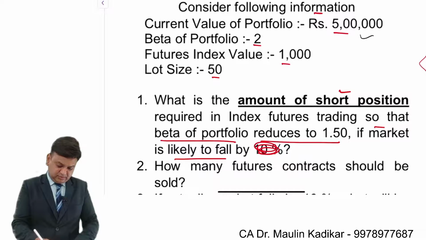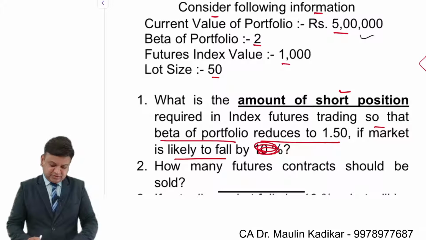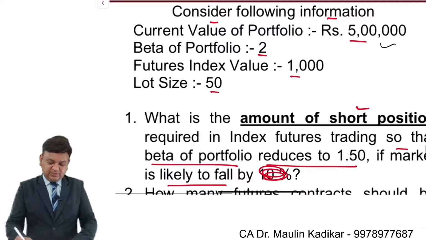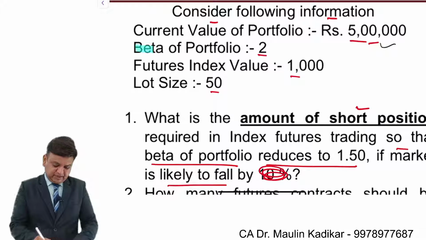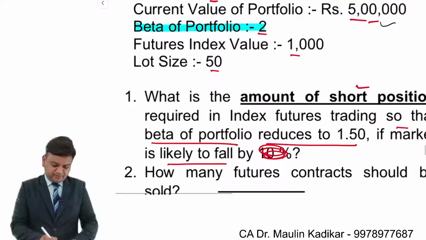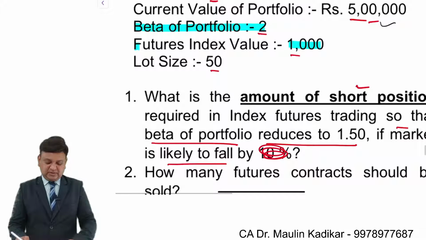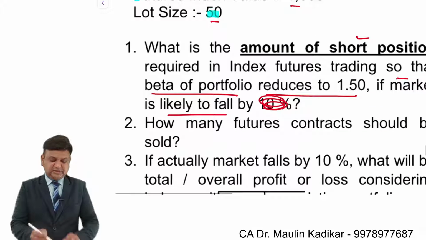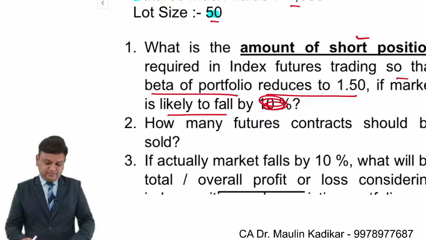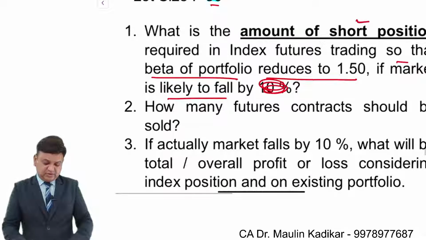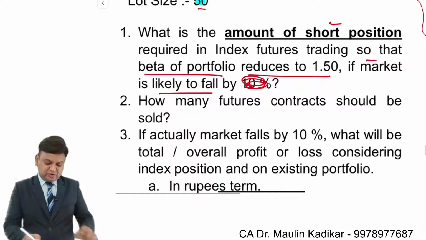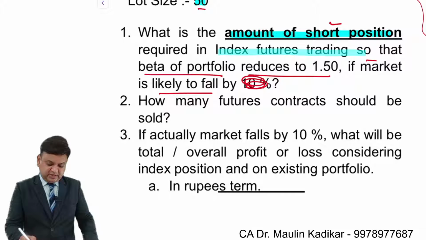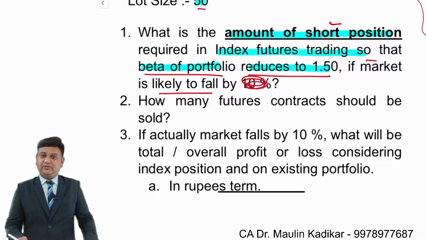Next question. Consider the following information. Current value of the portfolio is an amount of 5 lakhs. Beta of the portfolio is 2. Futures index value is 1000. Lot size is 50. The first question is, what is the amount of the short position required in index futures trading so that the beta of the portfolio reduces to 1.5?